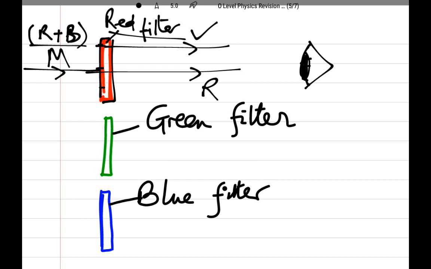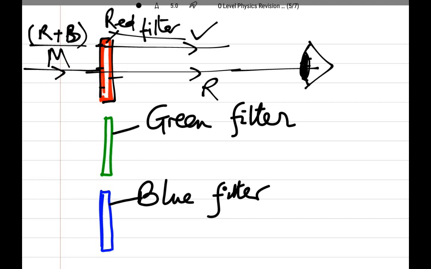When magenta light is incident, the magenta light has red and blue in it. Therefore, when it's incident on a red filter, the red component will be transmitted, and it will reach the eye, but the blue component of the magenta light will be absorbed.